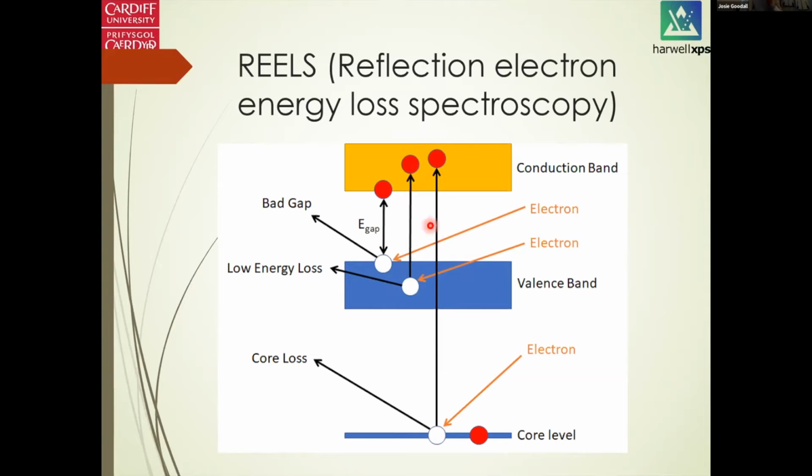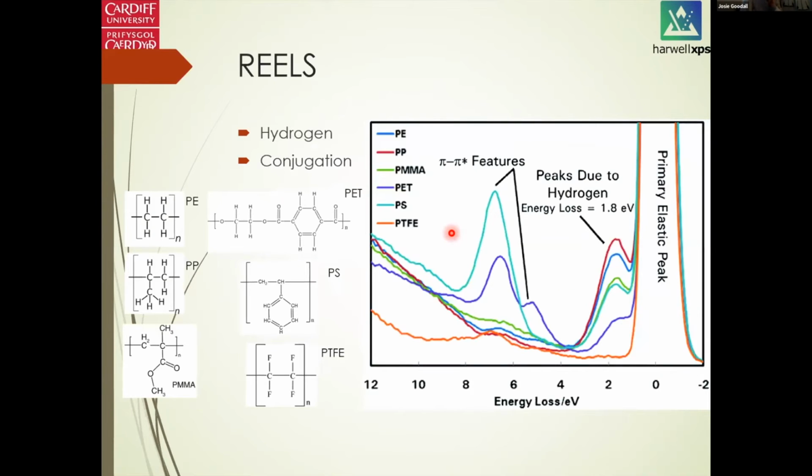So with this technique, we could discover the band gaps or some defect sites that appear in the valence bands, and also maybe the oxygen vacancy. One of the surprising things is that REELS can detect hydrogen, which XPS cannot.